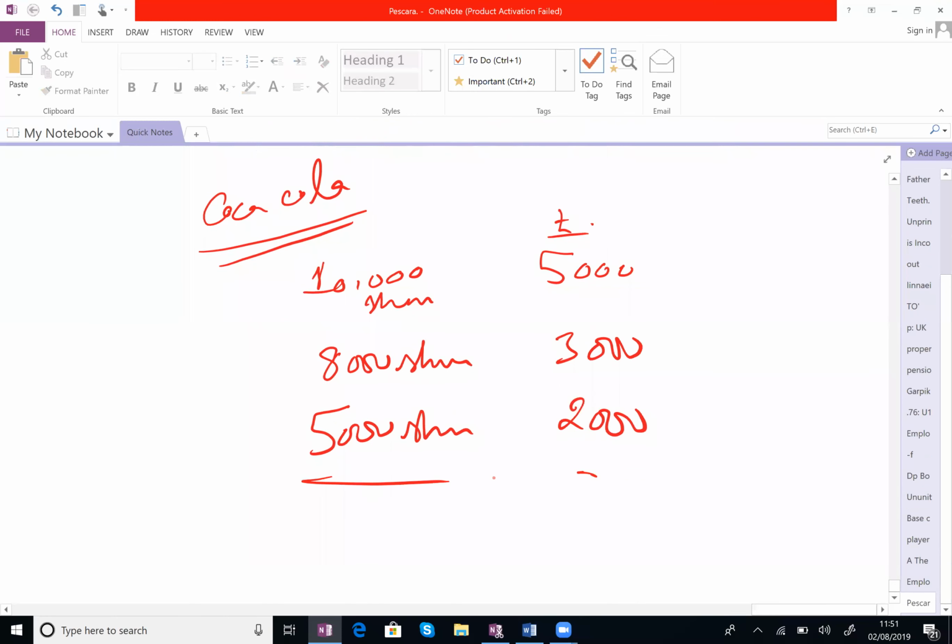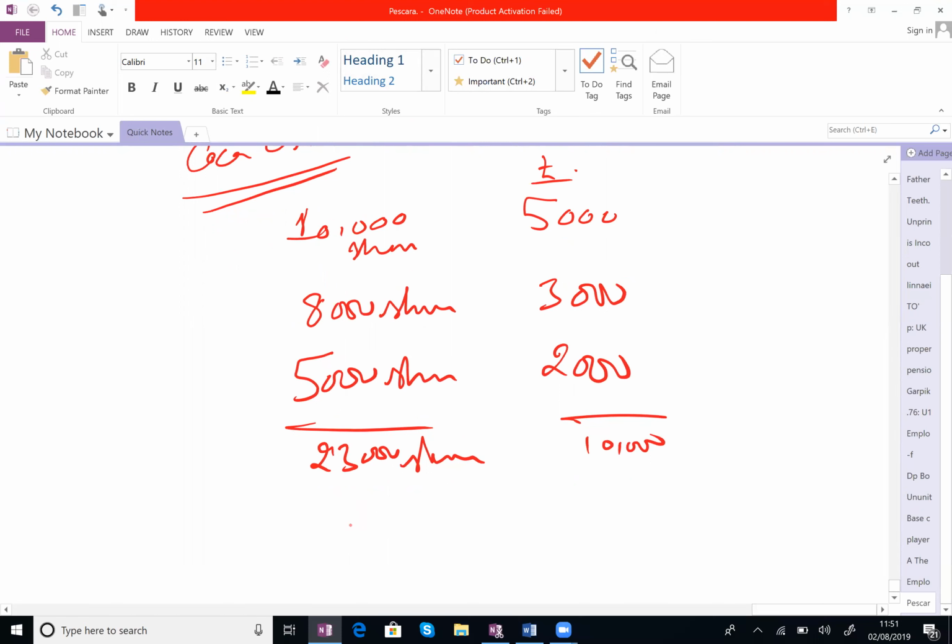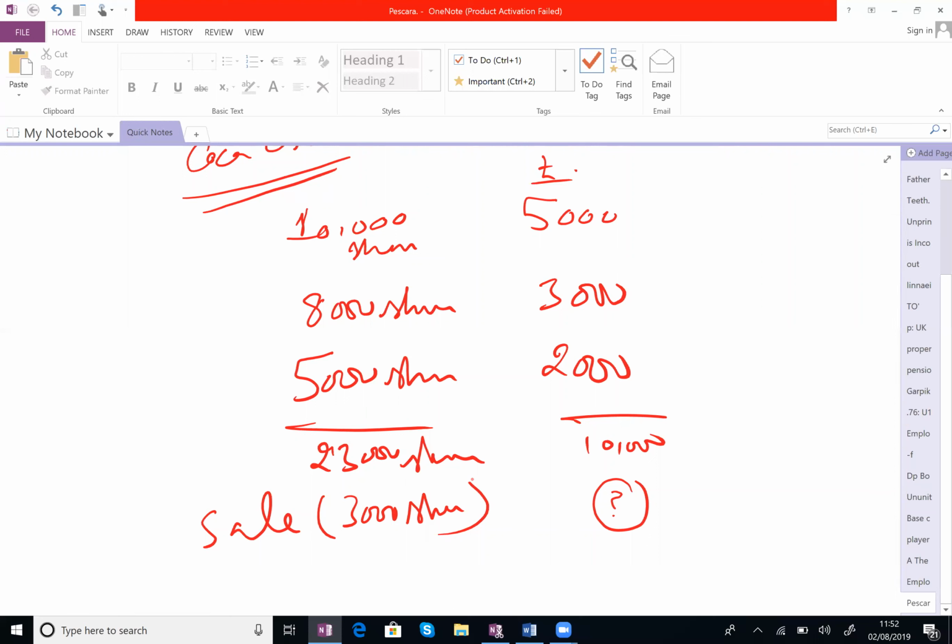Now the total of the two columns is 23,000 shares and the cost is 10,000. Now, for example, you are selling 3,000 shares. The problem is to determine the cost of these shares sold. What will be the cost of these 3,000 shares? Obviously, you have to apportion it, right?